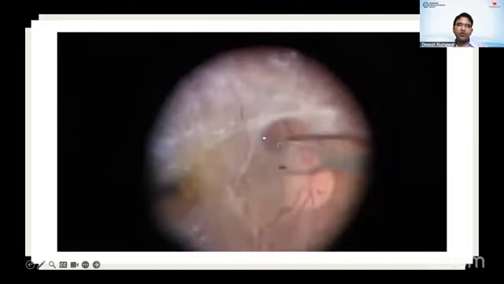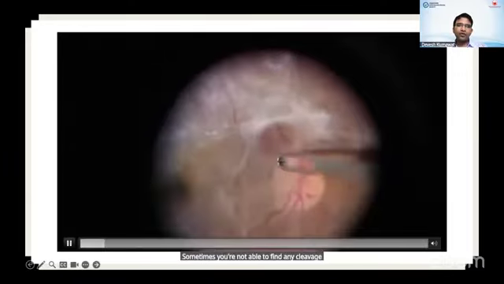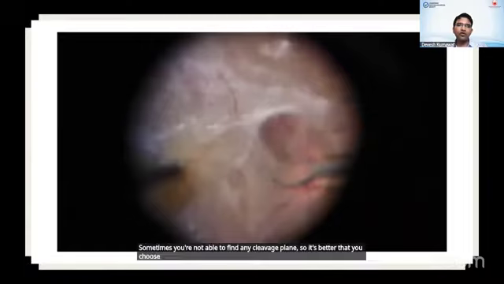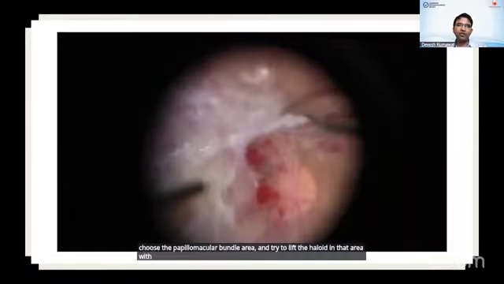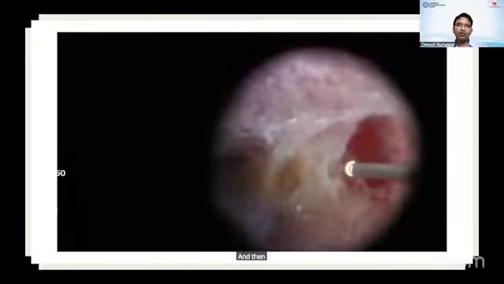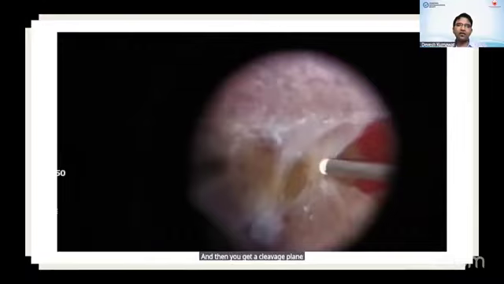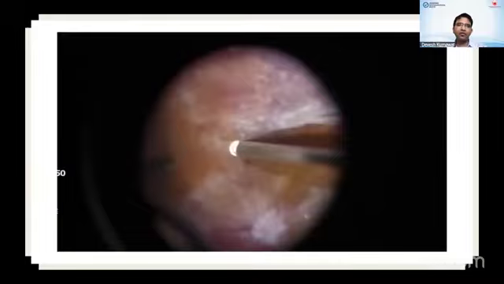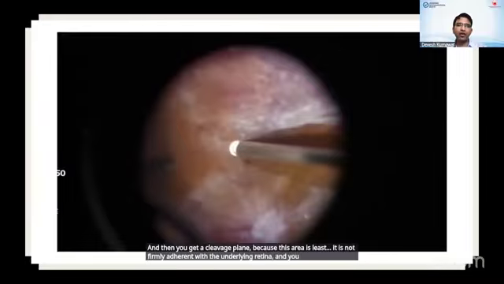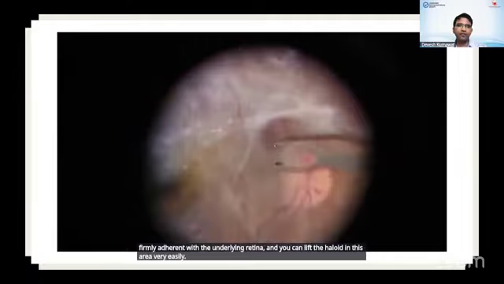Sometimes you are not able to find any cleavage plane, so it's better that you choose the papillomacular bundle area and try to lift the hyaloid in that area using a forceps, and then you get a cleavage plane, because this area is not firmly adherent with the underlying retina, and you can lift the hyaloid in this area very easily.